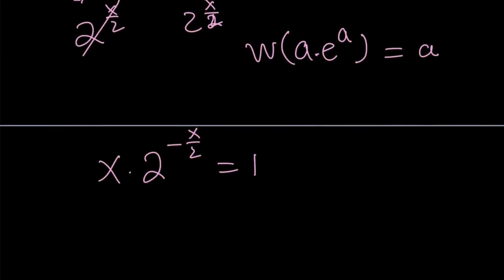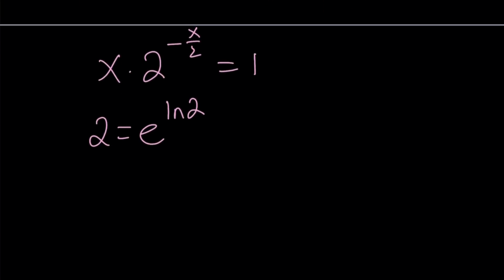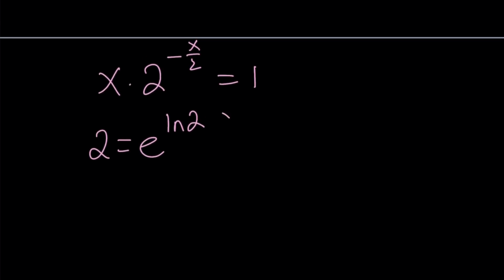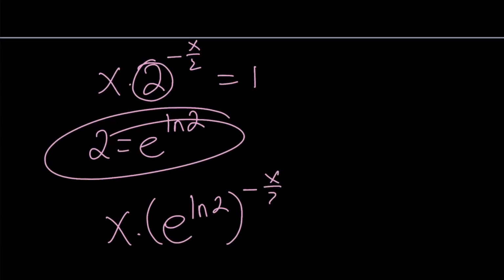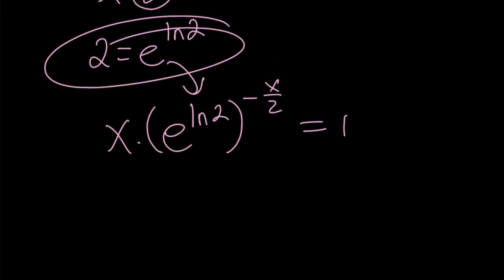So what am I supposed to do? First of all, I do need e in the base, so let's go ahead and write 2 as e to the power ln 2, right? Any number can be written as e to the power ln that number. So let's go ahead and replace the 2 with that. We get x times e to the power ln 2 to the power negative x over 2 equals 1. So far I haven't multiplied by anything, I just wrote this instead of the 2.